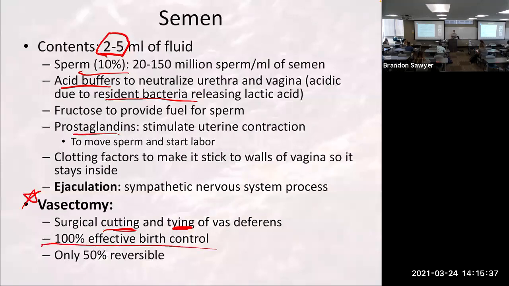So it's extremely effective birth control, so much so that it's known more as sterilization than as birth control, right? But only about 50% of the time can you reverse it. So you've got to know you're ready for that. Because only about half the time, if they want to get it reversed, sometimes it works, but sometimes it doesn't. So, okay. Any questions on any of that? All right.